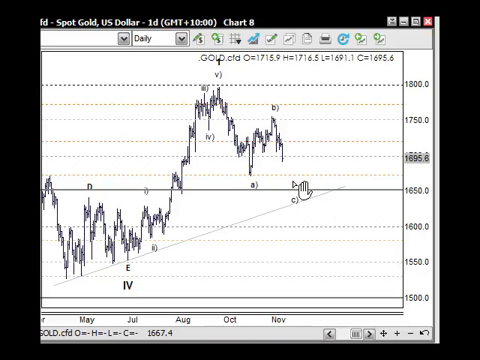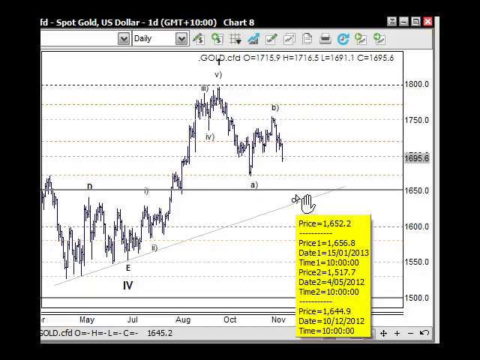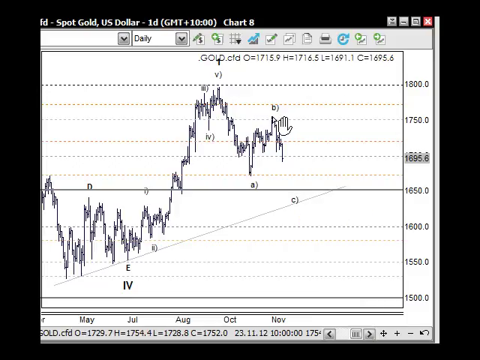The C wave in an ABC correction, a zigzag, normally has some sort of equality between the wave C and the A wave through here as well. So it's highly likely that we could see it down at the 1650. So we need to be prepared for that. And that means we also need to start counting this down here as an impulse wave to the downside. So we need to count that impulse wave. Impulse waves are 5 waves.